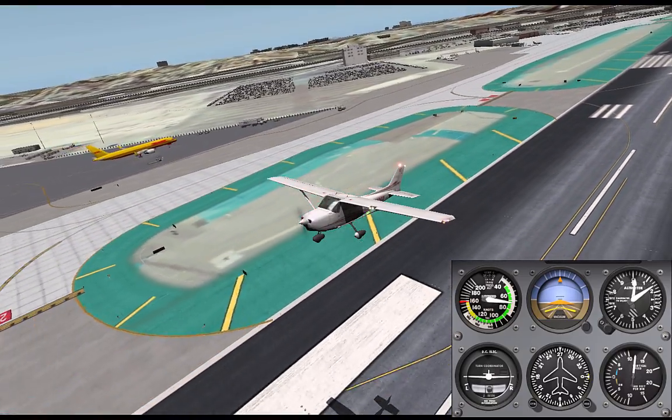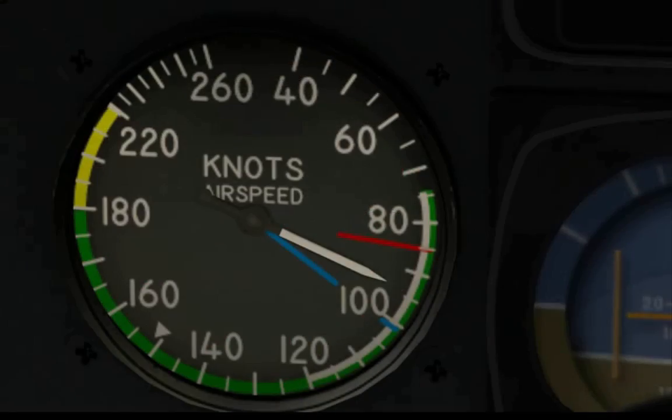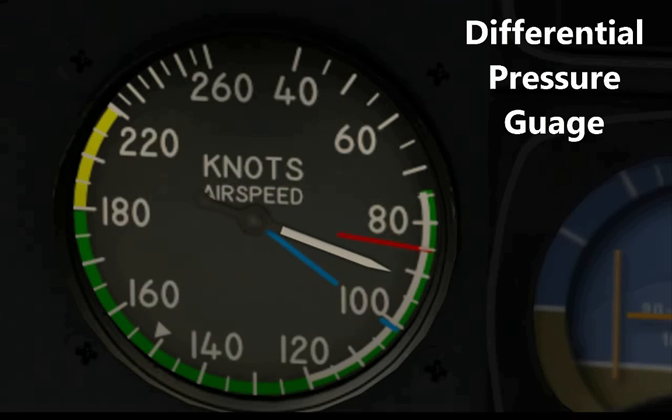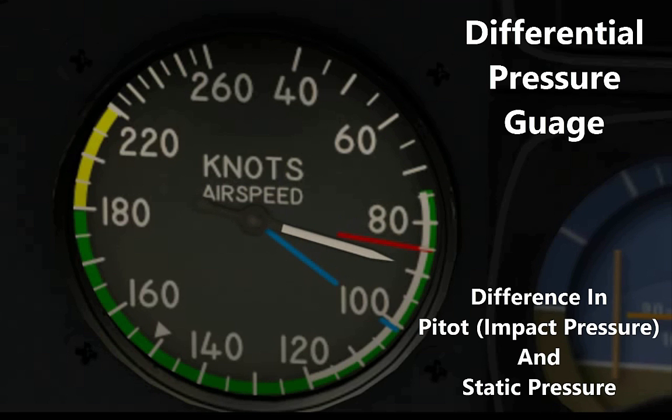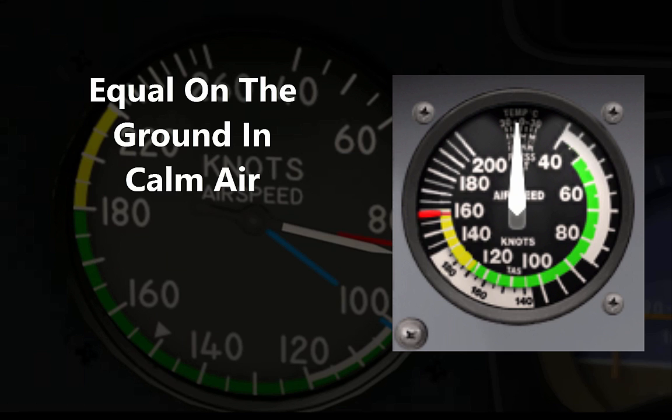is established, a rate of climb can be referenced. The ASI, shown above, is a sensitive differential pressure gauge which measures and promptly indicates the difference between pitot, impact or dynamic pressure, and static pressure. These two pressures are equal when the aircraft is parked on the ground in calm air.